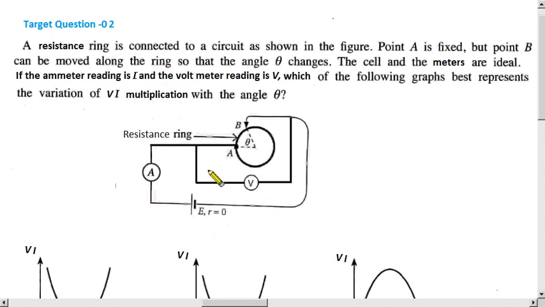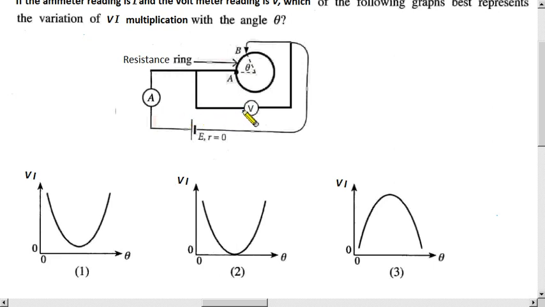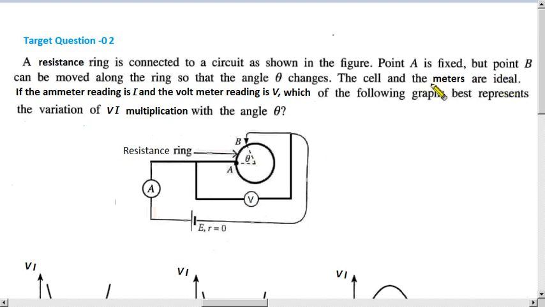So here, the voltage and ammeter reading. As previously, the voltmeter is connected to this circuit. The ammeter doesn't affect it because it has no resistance, because they say meters are ideal. If the voltmeter is ideal, it has infinite resistance. That means no current passes through this voltmeter. And if the ammeter is ideal, that means without any resistance, the current totally passes through the ammeter. The cell also is ideal, that means the internal resistance r is 0.